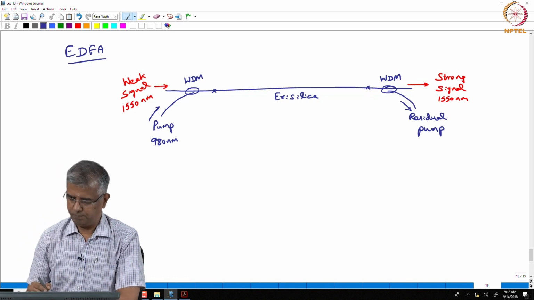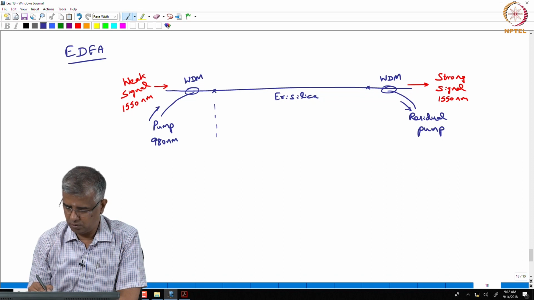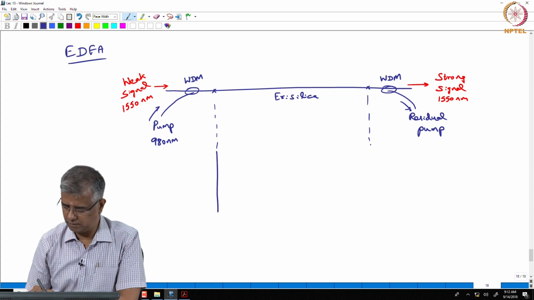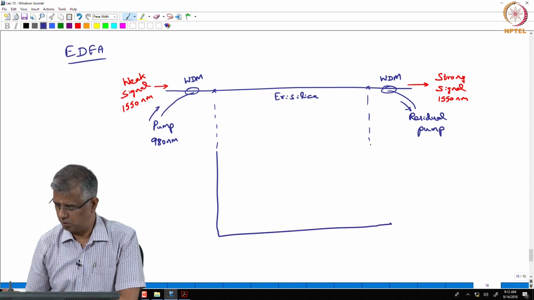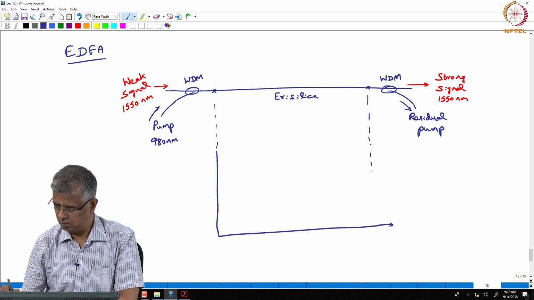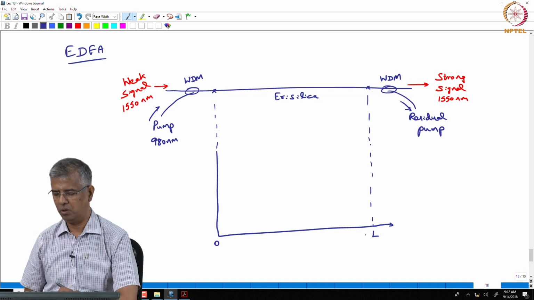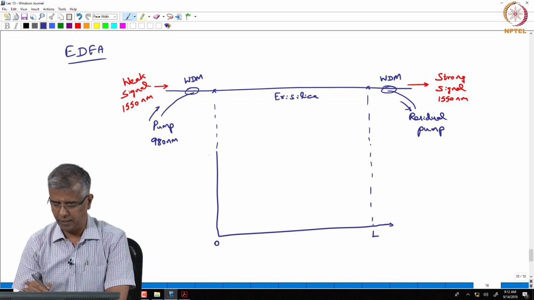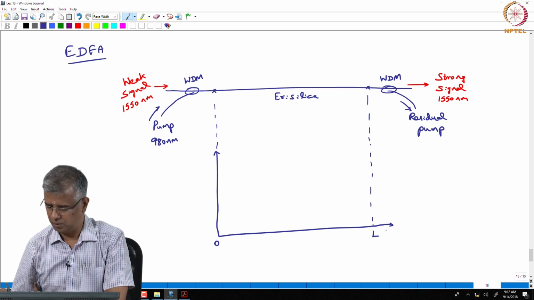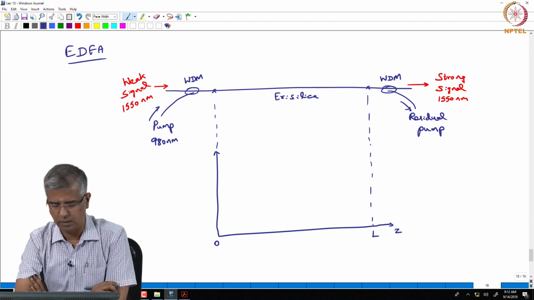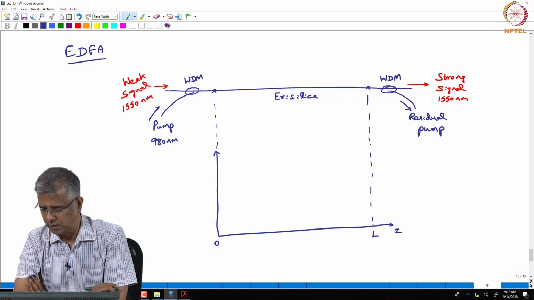Okay. So, let us say this is the length of this amplification region, and let us try to figure out what all is happening over here. So, this is 0, and let us say the length of the amplifier corresponds to L. So, let us say this is the propagation direction, which let us call the Z direction.